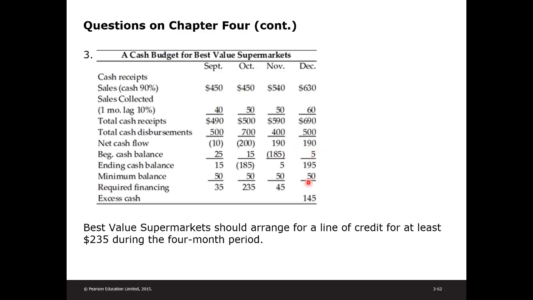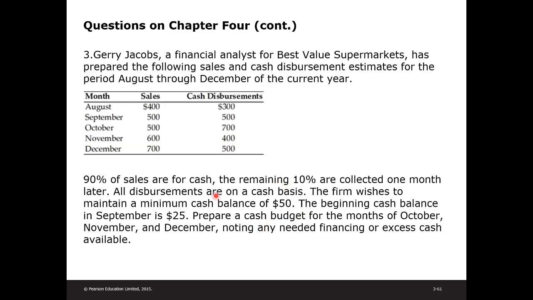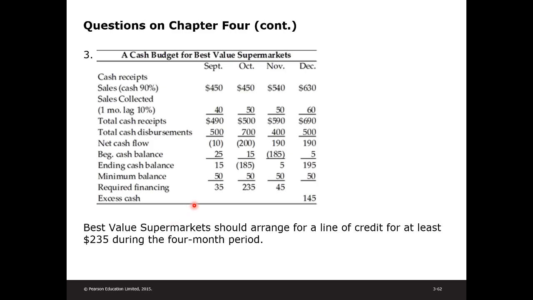Okay, so we know that in September and October we have cash deficit, and in November and December we have cash surplus. Then we are told that the beginning balance in September is $25. So in order to calculate the ending cash balance, we need to add this beginning balance. By adding these two numbers, of course this is a negative number, so the ending cash balance will be $15. Then in October, the beginning balance is the ending balance of the previous month, which is $15. So by adding these two numbers, we will have a negative number, which is a cash deficit of 185.